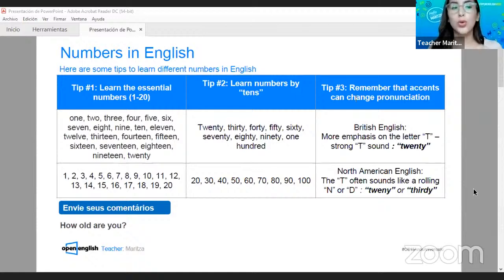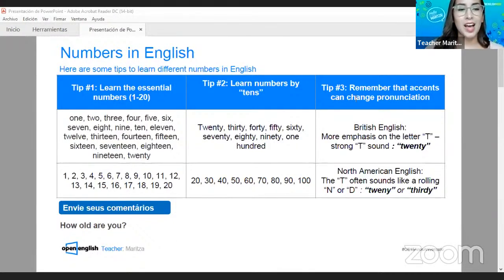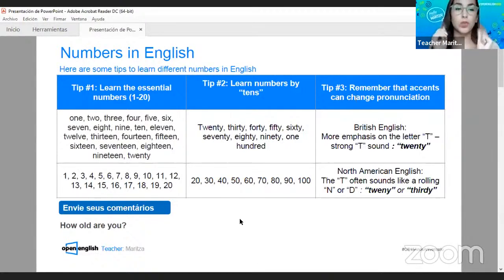So 1, 2, 3, 4, 5, 6, 7, 8, 9, 10, 11, 12, 13, 14, 15, 16, 17, 18, 19, and 20. Okay. All right. So here I've got the written form and the number form beneath. So first you want to learn 1 to 20.